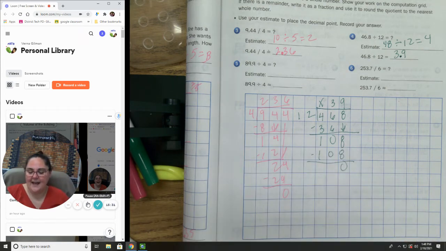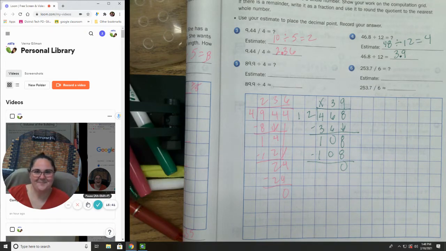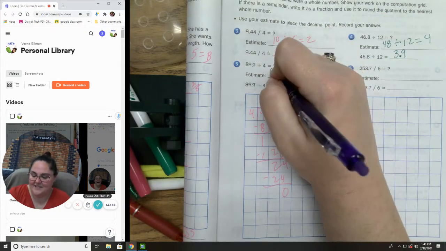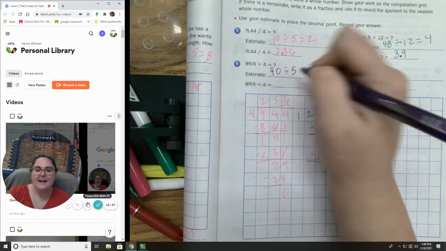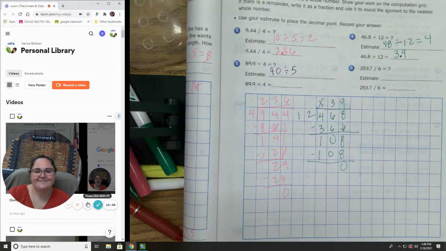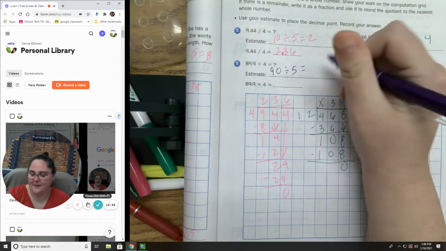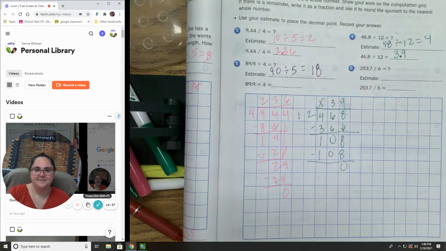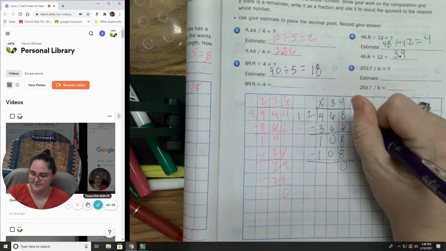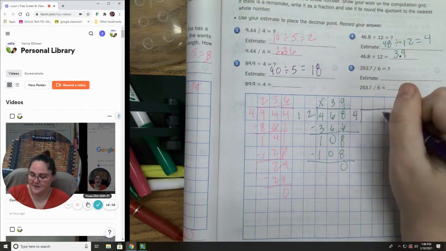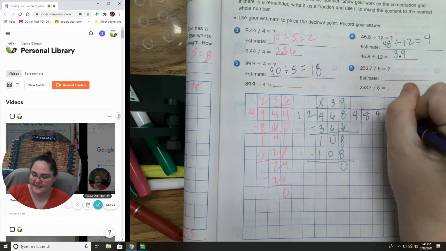Number 5. 89.9 divided by 4. What is your estimate number model? Estimate. I'm going to say 90 divided by 5. 90 divided by 5 is 18. Here we go. Let's do our division. I'm going to put my 4 here. 8, 9, 9. Here we go.